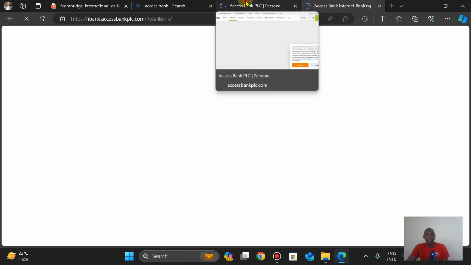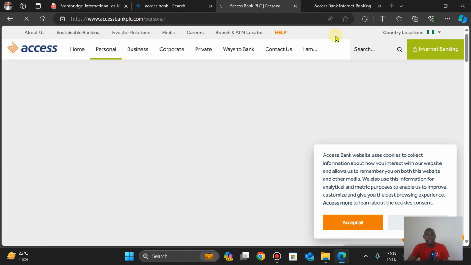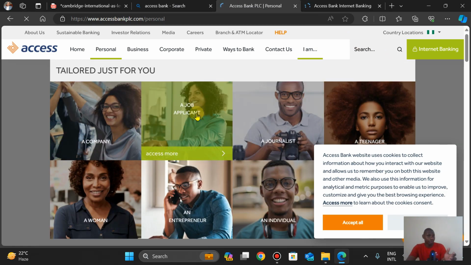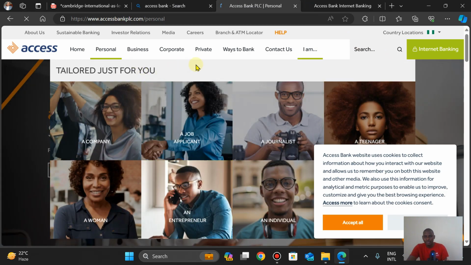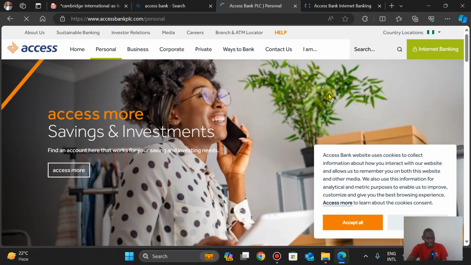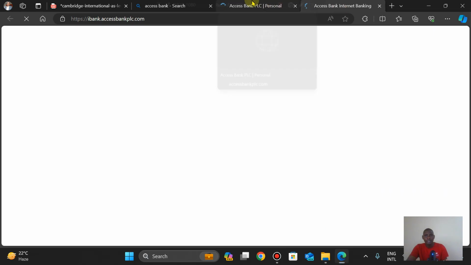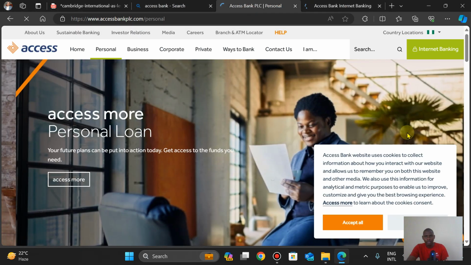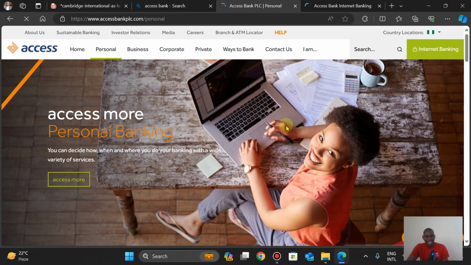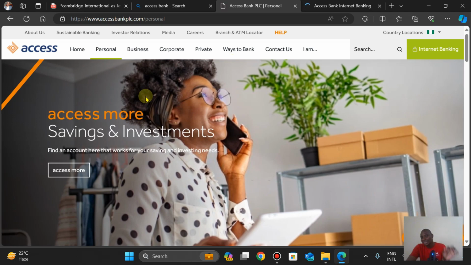Now, what happens if, by typing ibank.accessbank.plc or typing Access Bank PLC, it's going to display a replica of this, where you have to key in your details to log in? You're seeing something that looks like an Access Bank, but it's not really an Access Bank.